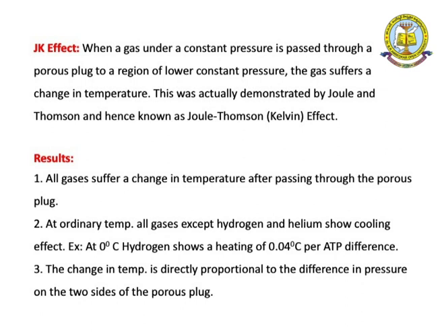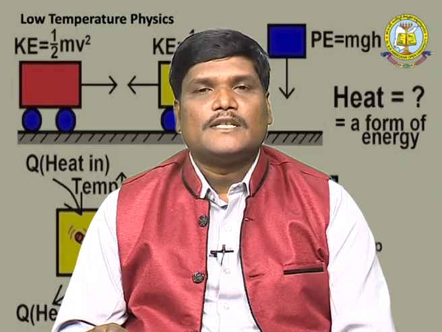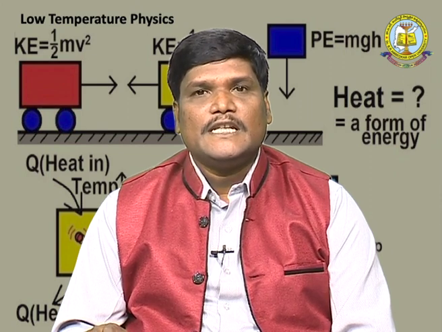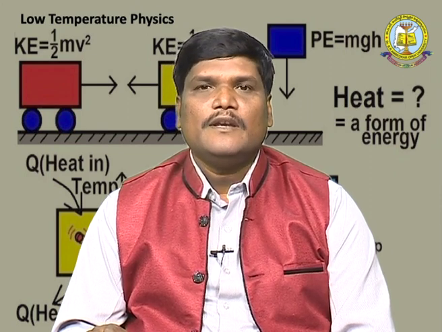At 0 degrees centigrade, hydrogen shows a heating of 0.04 degrees per atmospheric pressure difference. Third, the change in temperature Tf minus Ti is directly proportional to the difference in pressure Pf minus Pi. So as the change in pressure increases, the change in temperature also increases. As dP decreases, dT also decreases.